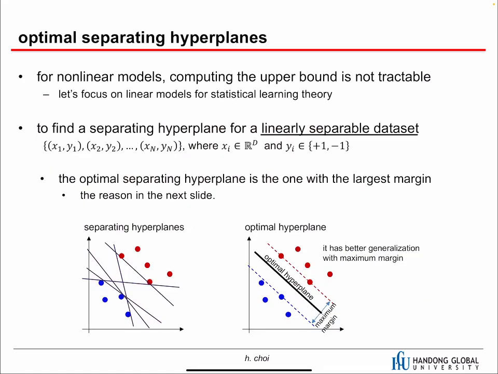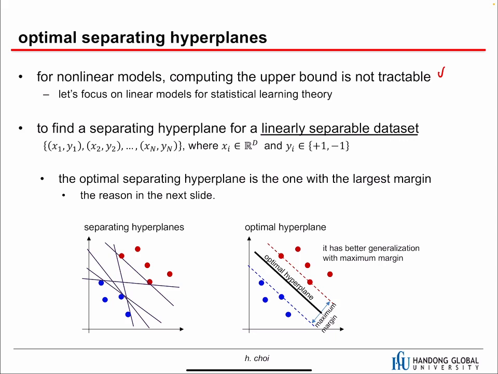Before talking about maximizing the margin, let's talk about optimal separating hyperplanes first. For nonlinear models, computing the upper bound is not tractable, so it's not easy to get the VC dimension correctly. Actually, most of the time we don't use VC dimension in our research. We use it in this way, to talk about the connection between the empirical risk and the risk in the linearly separable data case.